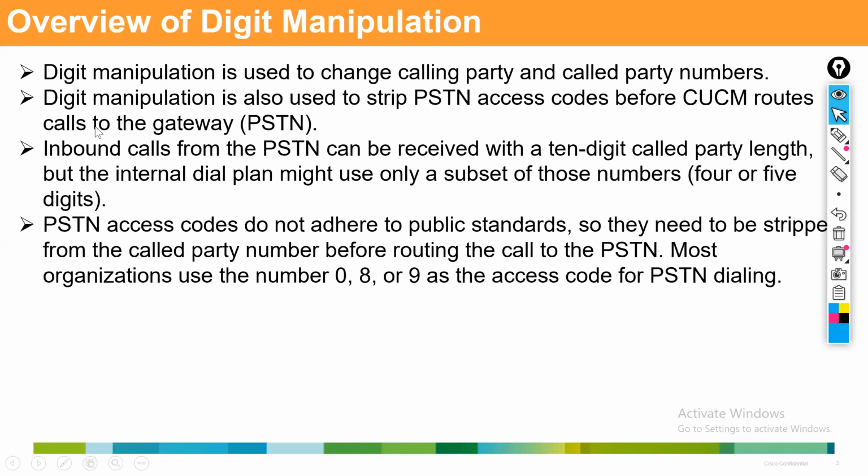Same thing for PSTN access, the second point. Maybe we can configure 0, 8, 9, but it has to be stripped. Only what comes after 089, whatever the number I'm dialing, has to be carried. Before that, whatever the 089, it has to be stripped. But to process this call, that number has to be matched, so it has to be manipulated and stripped. For this reason, again, we can use digit manipulation.